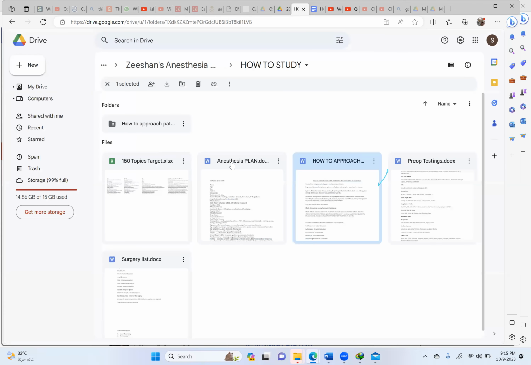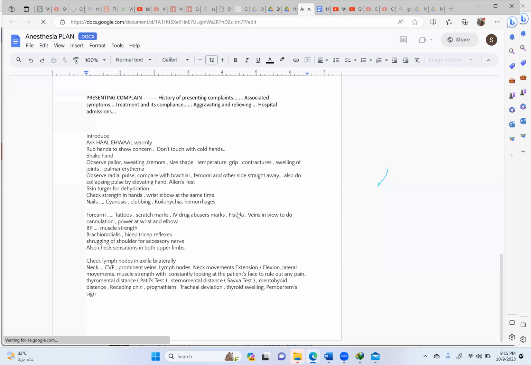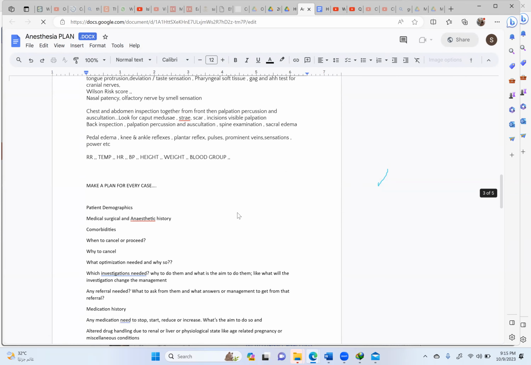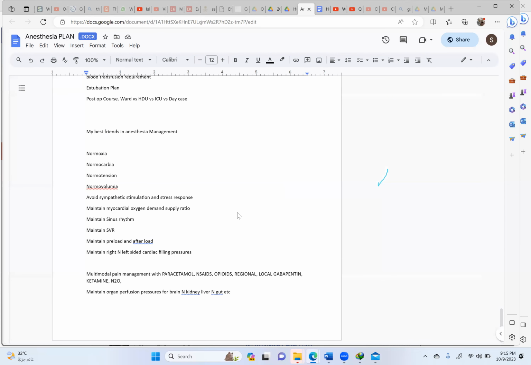that there is what is called good anesthesia. And I have made this word my best friend. Okay. Because no anesthesia is away from it. So I will suggest, if you know this, it will help. So this is my best friend: normoxia, normocarbia, normotension, normovolemia. Avoid sympathetic stimulation and stress response.